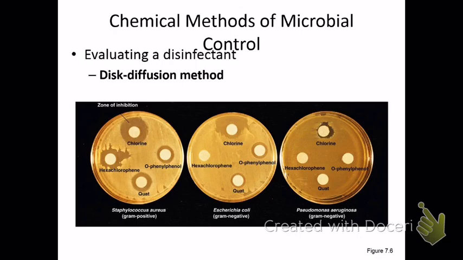If you look here, we'll see hexachlorophene, for example, did not work at all on Pseudomonas or on E. coli, but it worked well on Staphylococcus aureus. So you can see the difference there as far as if it worked or if it didn't. When there's a ring around it, that means that the bacteria did not grow up to the chemical. This is that disc diffusion method that we'll use in lab.